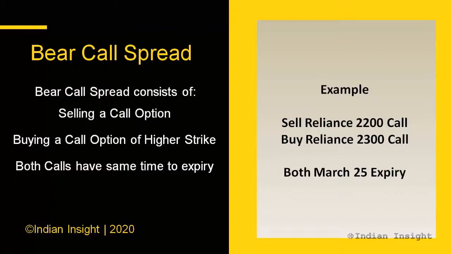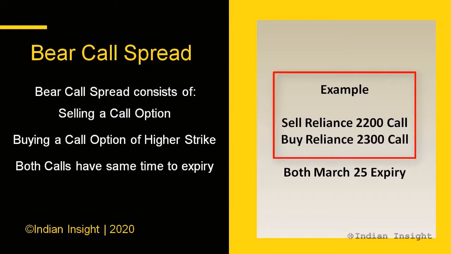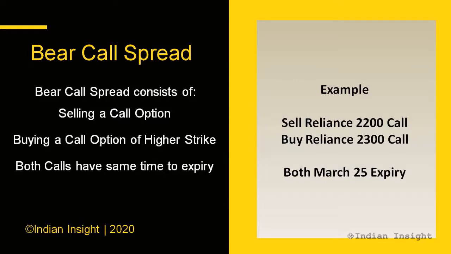Next, let's look at another type of spread that can be used if you are bearish. It is known as the bear call spread. A bear call spread consists of selling a call option and buying a call option of higher strike. Both these options should have the same time to expiry. On the right here, we have constructed a bear call spread by selling the 2200 strike call and buying the 2300 strike call. Both these options have the same time to expiry because they both expire on March 25th. When you sell a call option and buy a call option of higher strike, you execute a bear call strategy.